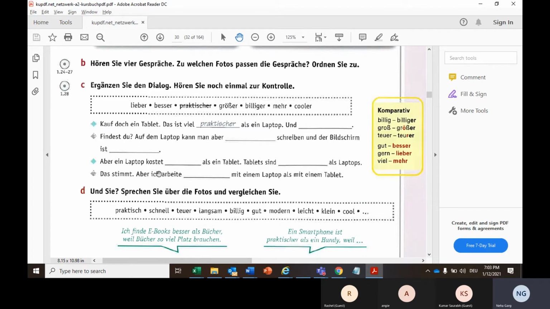Last sentence, Rishi, can you do that for us? Das stimmt, aber ich arbeite lieber mit einem Laptop als mit einem Tablet. That's true, but I prefer to work with a laptop as compared to the tablet.